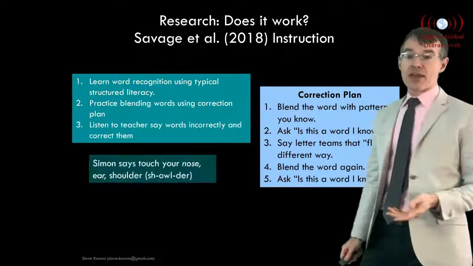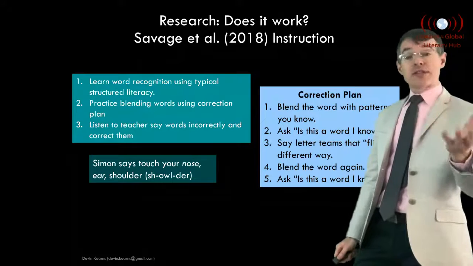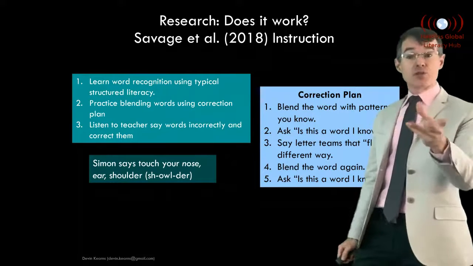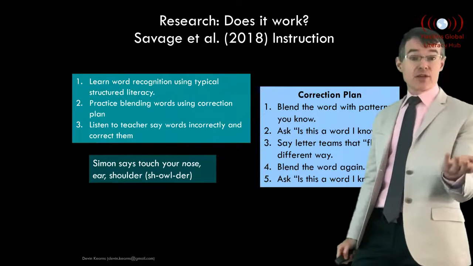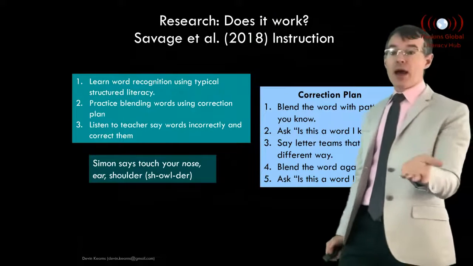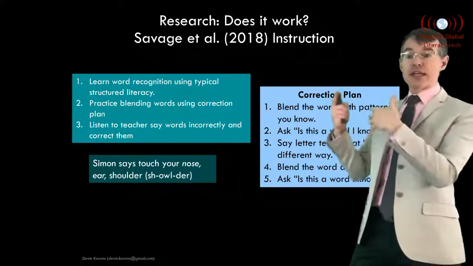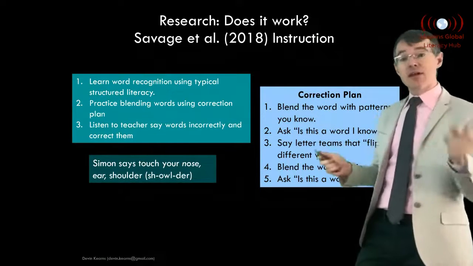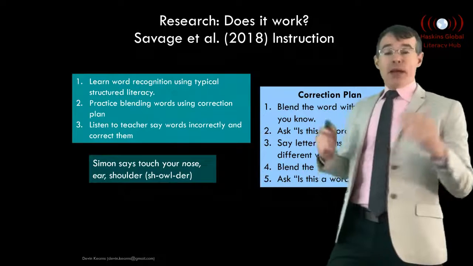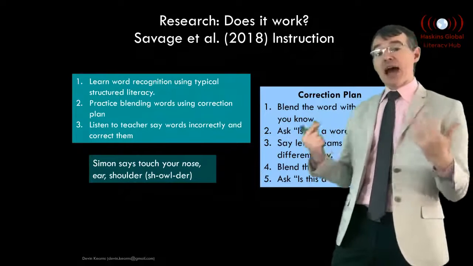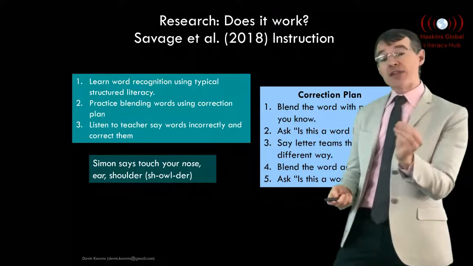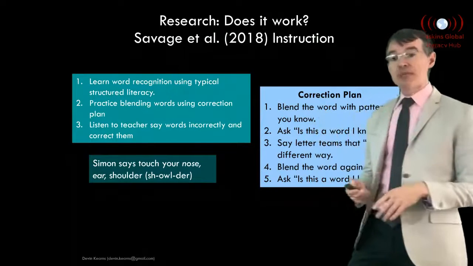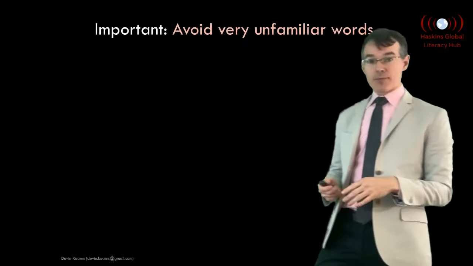And along with that, then the students, similar to Dyson colleagues, the students would listen to words the teacher said incorrectly and correct them. So Simon says, touch your nose, ear, and shoulder, and the students would make the correction. You can see there how there's a link to meaning. But it's not that we're spending tons and tons of time elaborating on the meaning. And there's a lot of emphasis on letter sound instruction. You can see in both of these examples. But you can see here we're using meaning to help us as well.